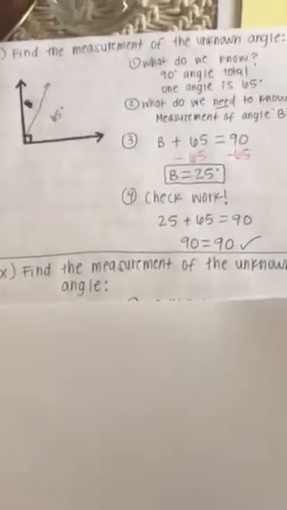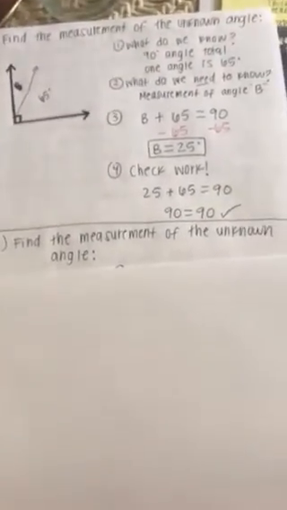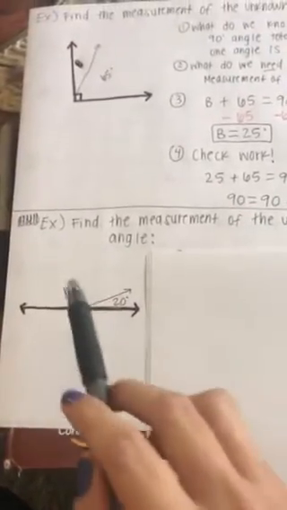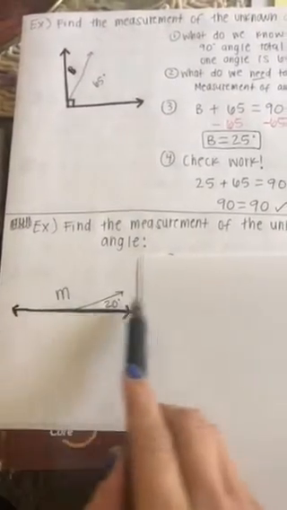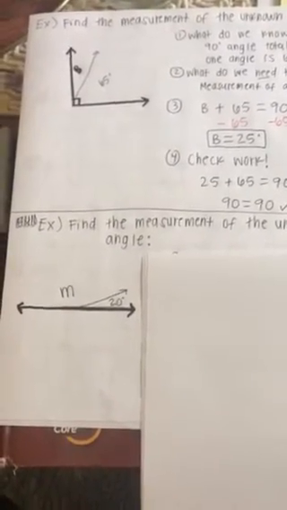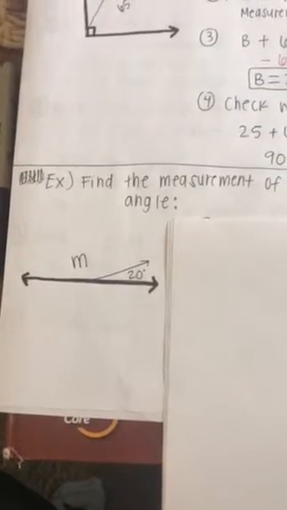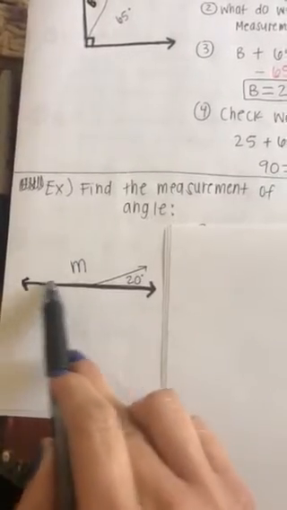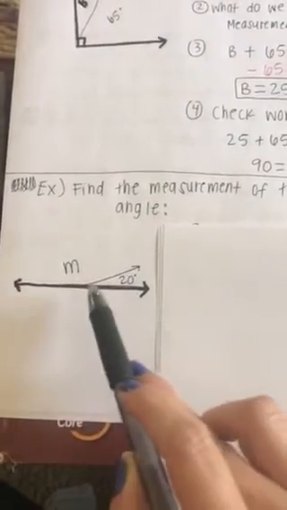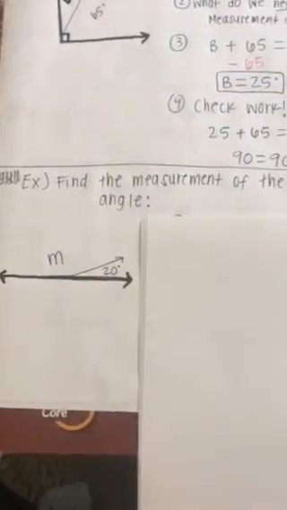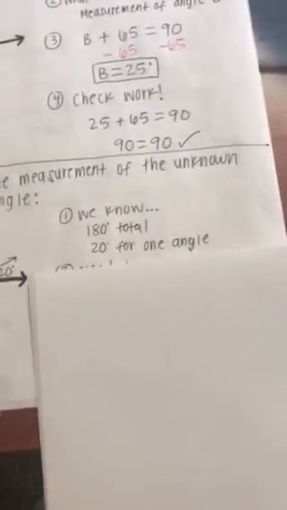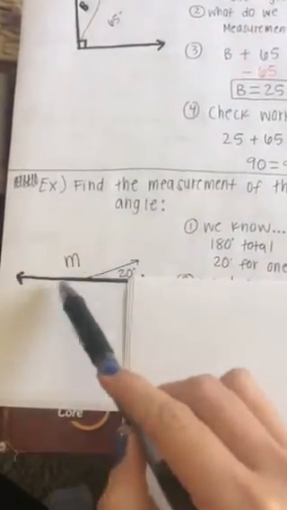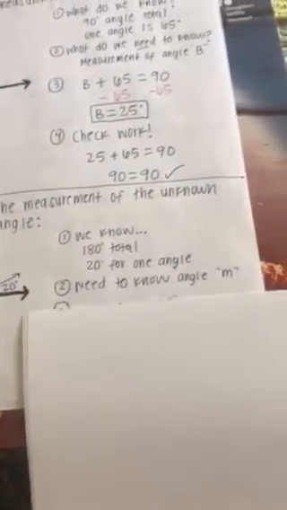Okay, you're going to try another one. Find the measurement of this unknown angle, M. So if it's a flat line, the flat line is worth 180 degrees. So we know that the total will be 180. We also know that one of the angles is worth 20. What do we still need to know? We still need to know how much this angle is worth. We still need to know how much M is worth.